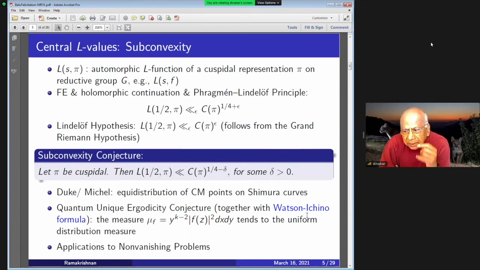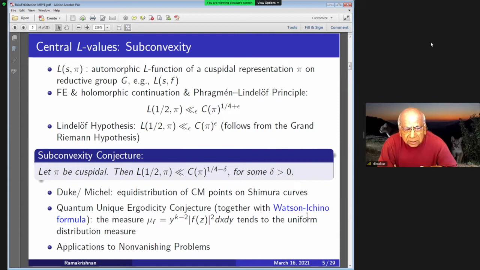C(pi) is the analytic conductor of pi, which, if you keep the weight or whatever at infinity constant, is really just the level. But you also have to look at the Archimedean factors, and that gives you the conductor. For example, I'm using the definition of C(pi) given in the Iwaniec-Sarnak paper. So Lindelöf is too hard. The subconvexity conjecture says that L(1/2, pi) is bounded by C(pi) to the 1/4 minus delta for some delta.